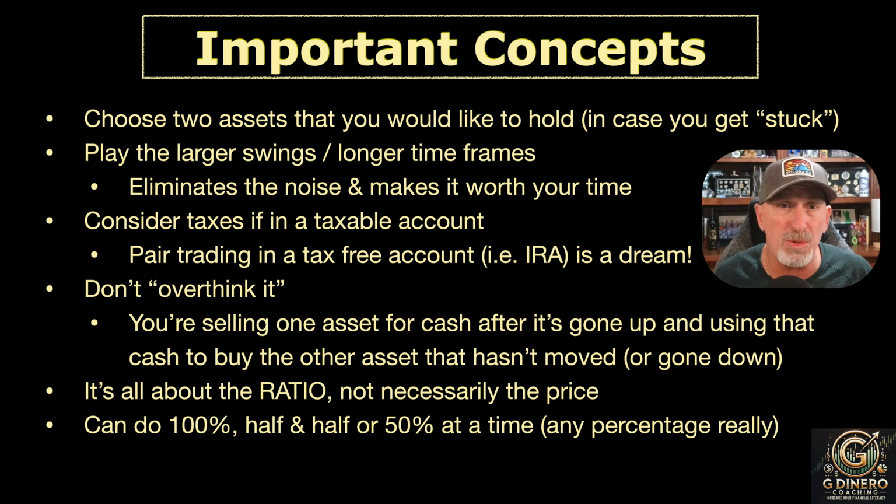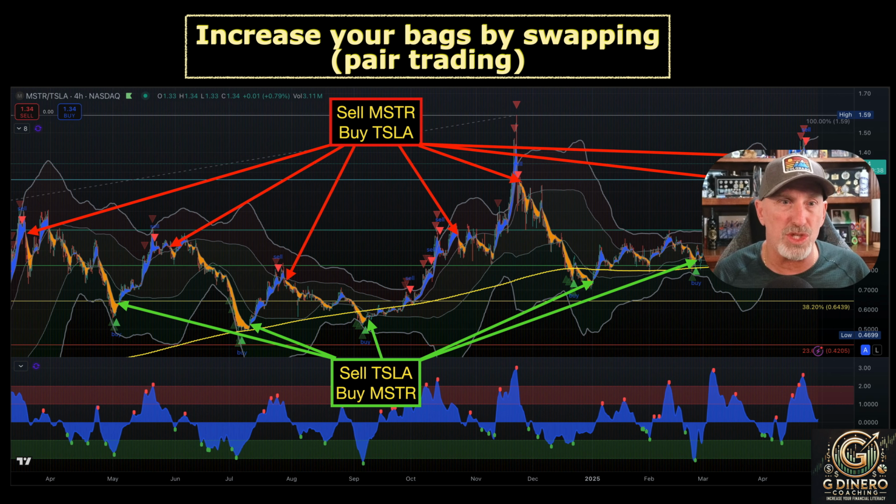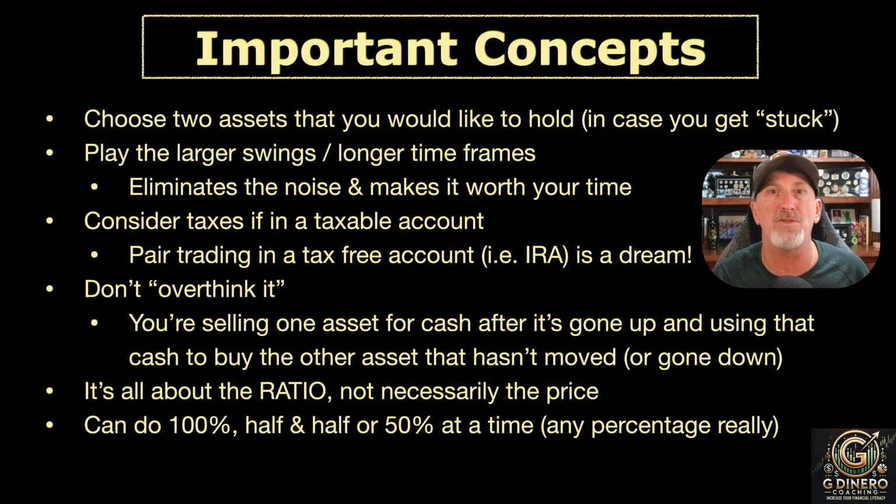Another important concept, you want to play the larger swings and larger time frames. This helps to eliminate the noise. What do I mean by that? Well, if you're looking at the chart, there's a lot of noise in between those giant swings, right? So you can see in between, let's say, September, October, or October into November, the chart's going sideways. The first part of 2025, between January and March, it really just was going like this. It's not vacillating very much. There's not much volatility there.